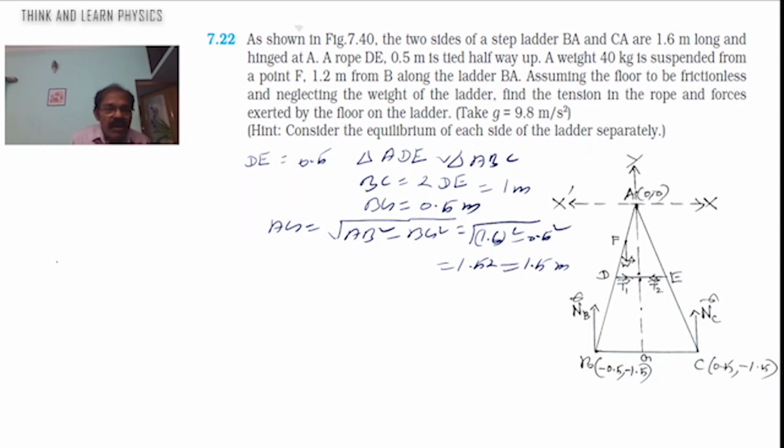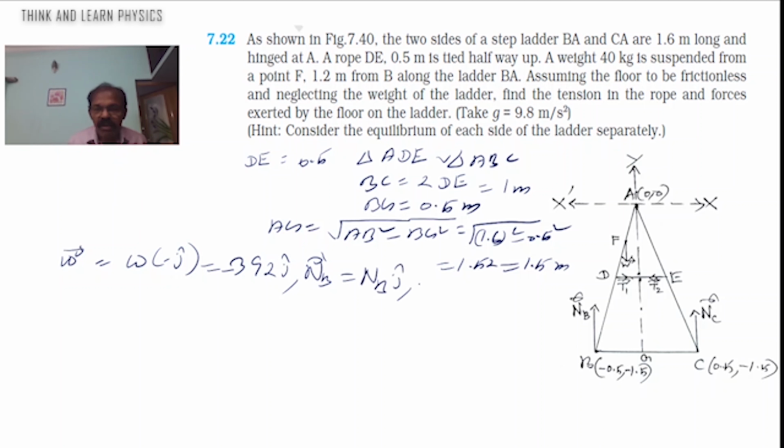Also we can write W vector equals W into minus J cap, where W means 40 kilogram, or 40 into 9.8 equals 392 newtons. So minus 392 into J cap. Also NB vector is the upward reaction force, and it is given by NB into J cap, while NC vector equals NC into J cap, and T1 vector equals T into I cap. It is acting towards right. So T2 vector equals T2 into minus I cap.